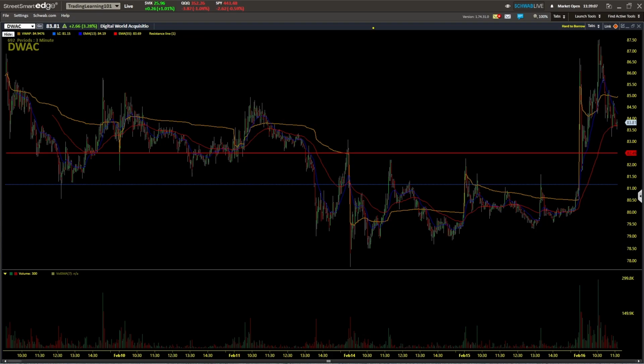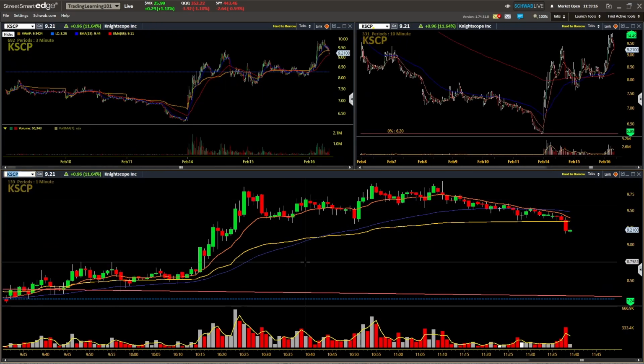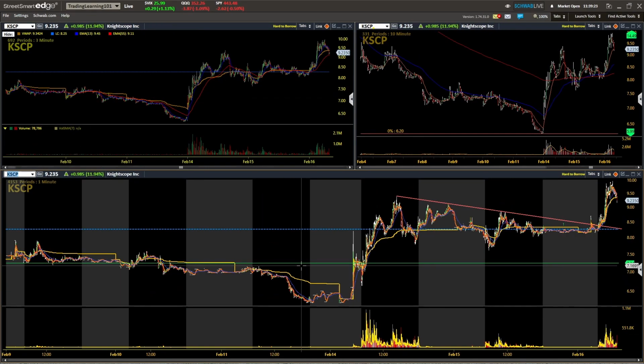So that's a quick breakdown. DWAC, BKKT. Now let's also take a quick look at KSCP. This stock's been up in play the last few days. And once again, what can I do? I can zoom out and I can look left and put together levels and form ideas on what's going on.